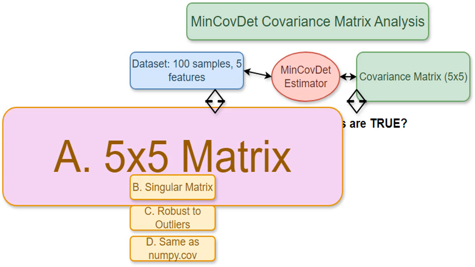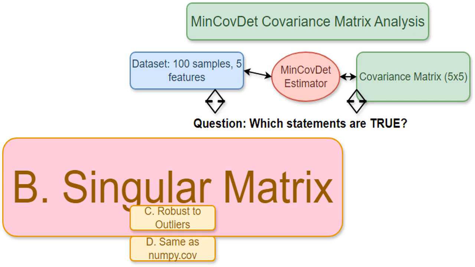MinCovDet is designed to not be messed up by unusual data points, outliers. It cleverly ignores or reduces the effect of those outliers when computing the covariance matrix. Think of it as a smart filter, making the analysis more reliable. A singular matrix means it cannot be inverted. MinCovDet avoids this problem. It usually gives a non-singular covariance matrix, which is good for most statistical analysis.